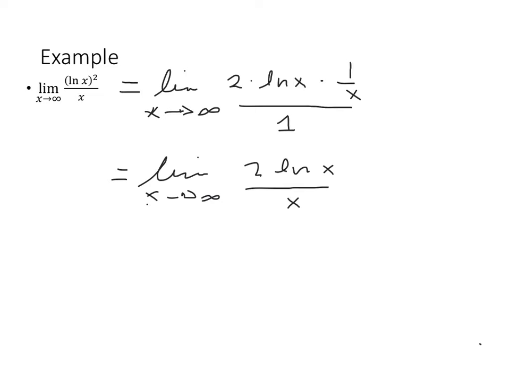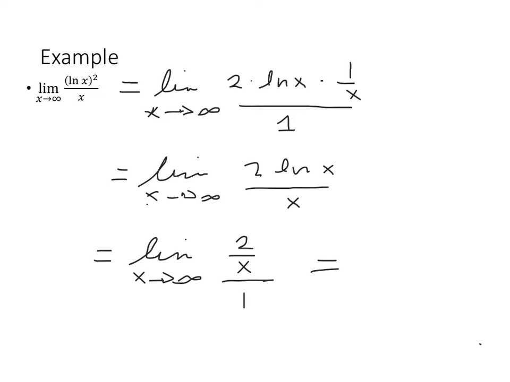Now we look at that new limit and we see that the top goes to infinity and the bottom still goes to infinity. So we still have an infinity over infinity indeterminate form. And there's no law that says that we can't apply L'Hopital's rule again. So let's try that. We have the limit as x goes to infinity, and the derivative of 2 times the natural log of x is 2 over x. The derivative of x is 1.